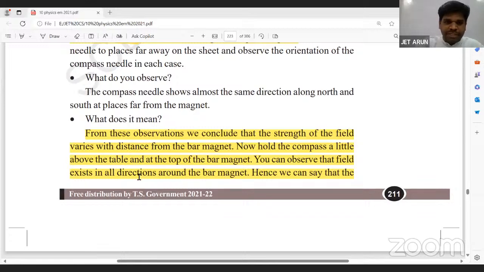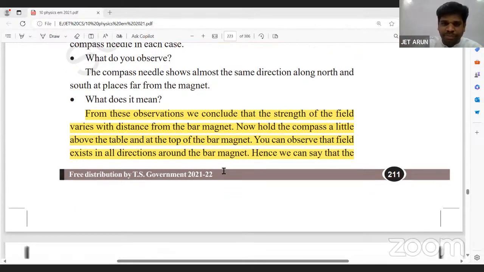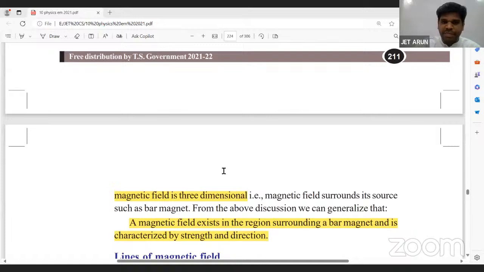See, you can observe that the field exists in all directions around the magnet in 3 dimensions. Not only on the plane of the paper, but if I elevate the bar magnet, you can also see that the compass is being affected. The needle will get deflected. So that's why we can say that the magnetic field is 3-dimensional. So the magnetic field exists in the region surrounding a bar magnet and is characterized by strength and direction. It's a vector quantity, students, basically.